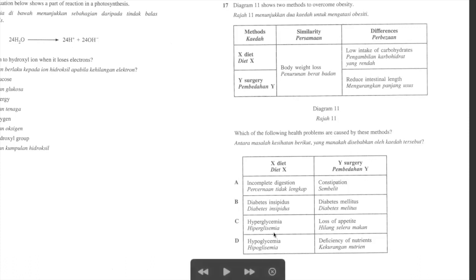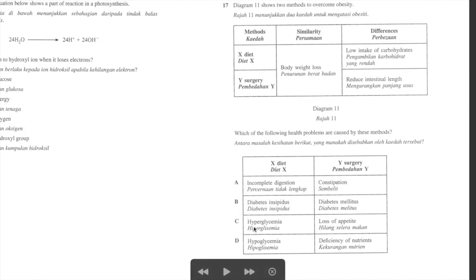Okay, ni hypoglycemia and then deficiency of nutrient. Okay, hypoglycemia ni maksudnya adalah dia kurang karbohidrat ataupun kurang glukos. Sebab apa? Sebab dia cakap low intake of carbohydrate. Low intake of carbohydrate means low glukos. Sebab karbohidrat tu kita akan pecahkan jadi glukos, betul tak?